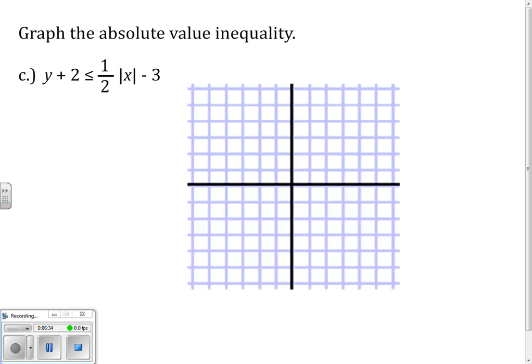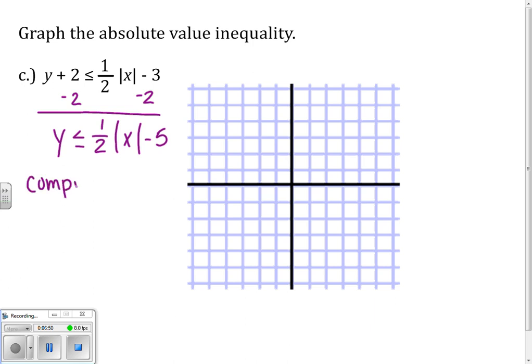Letter C is not quite ready to be a graph. I'm going to start by subtracting 2 from both sides. I get y is less than or equal to 1/2 times the absolute value of x minus 5, because the negative 3 and minus 2 are like terms. That is a graph that has been compressed by 1/2 and goes down 5.